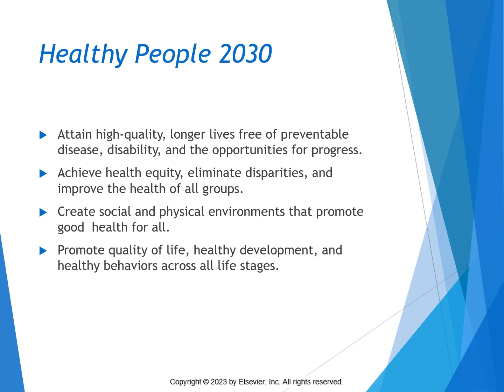Number 1, attain a high-quality, longer life, free of preventable disease, injury, and premature death. Number 2, achieve health equity, eliminate disparities, and improve health of all groups. Number 3, create social and physical environments that promote good health for all. Number 4, promote quality of life, healthy development, and healthy behaviors across all life stages. You can model healthier lifestyles for your patients by not smoking, maintaining healthy eating habits, and exercising.